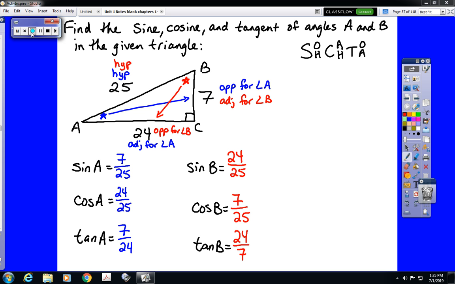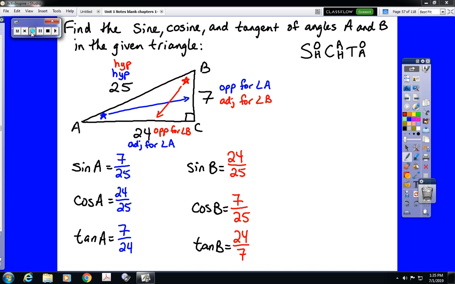So at the end of the first video, we did this example where we found the sine, cosine, and tangent of both angles in a right triangle, angle A and angle B, both of the acute angles. And I pointed out that there was a relationship between the sine of A, the cosine of A, the tangent of A, and the sine, cosine, and tangent of angle B. So take a minute, look at the red and blue numbers down here, and note what patterns you see.